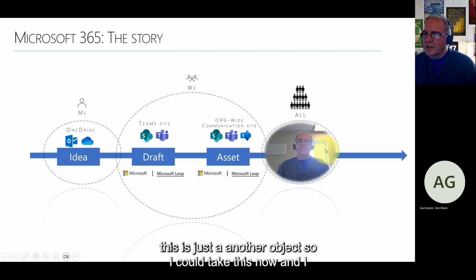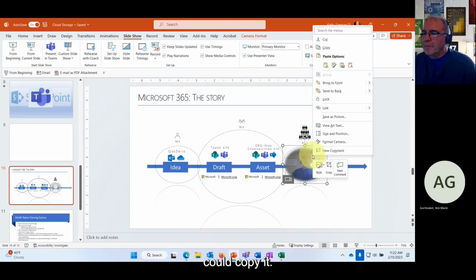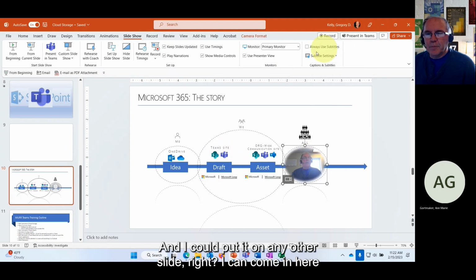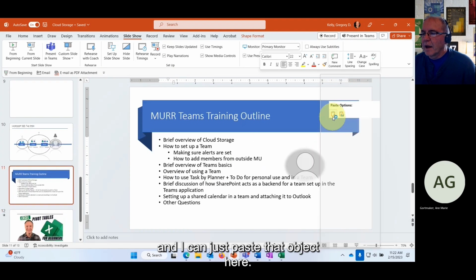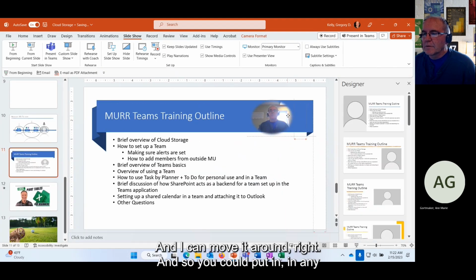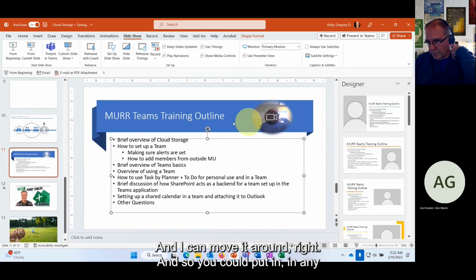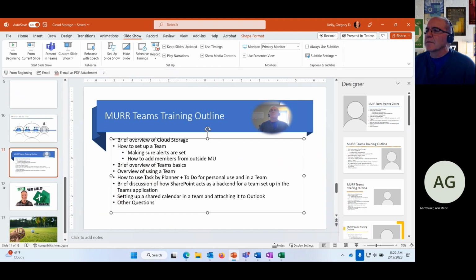The nice thing, this is just another object, so I could copy it and put it on any other slide, right? I can come in here and paste that object here, and I can move it around. So you could put it in any location on every slide, and you're kind of part of the presentation. So that's called Cameo.